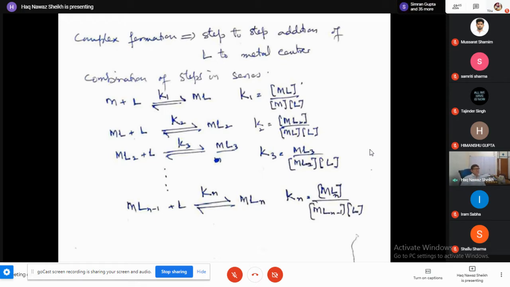We'll see the exceptions, that sometimes the successive step has a higher numeric value of the equilibrium constant, higher in the fourth step than in the third step. The reverse thing is happening, and it has its own reasons. We'll discuss that just now. So why should these equilibrium constants have different values in different steps?